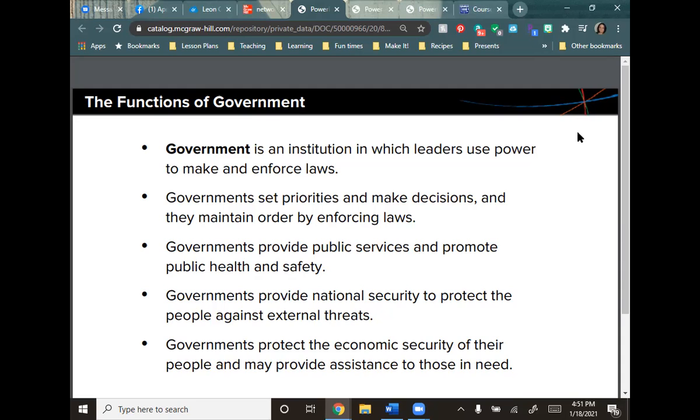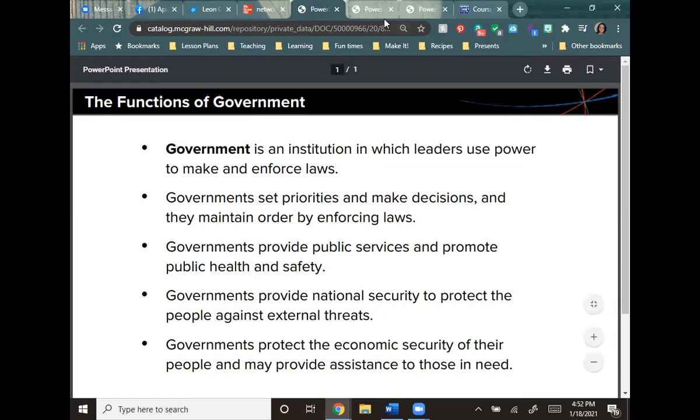So government is an institution in which leaders use power to make and enforce laws. Governments set priorities and they make decisions and they maintain order by enforcing laws. Governments provide public services and promote public health and safety. Governments also provide national security to protect the people against external threats. And governments protect the economic security of their people and may provide assistance to those in need.